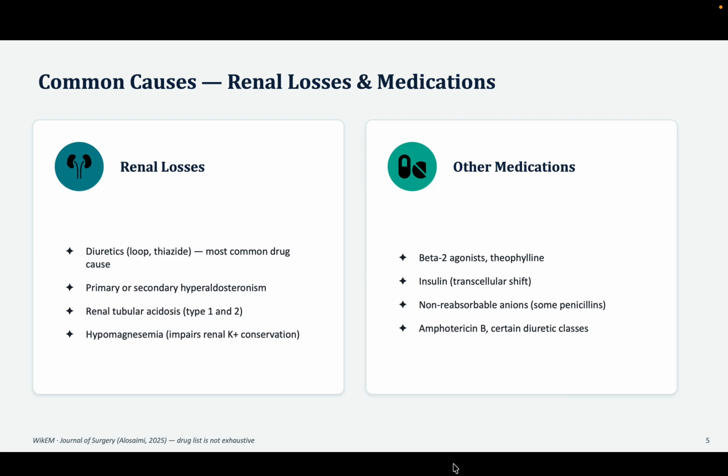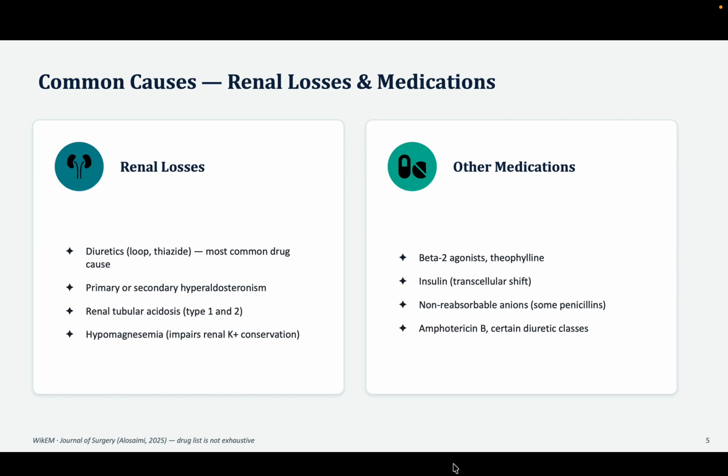Now let's talk about causes of renal loss. Renal loss occurs due to diuretics like loop diuretics or thiazide diuretics. Primary or secondary hyperaldosteronism also causes loss of potassium. Both type 1 and type 2 renal tubular acidosis cause hypokalemia, and hypomagnesemia impairs renal potassium conservation, leading to loss of potassium in urine and ultimately hypokalemia.